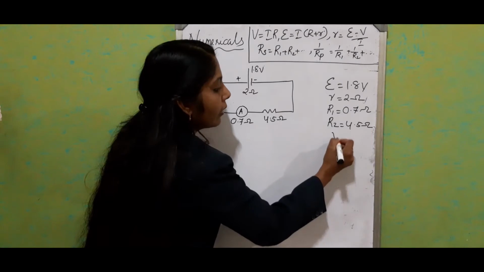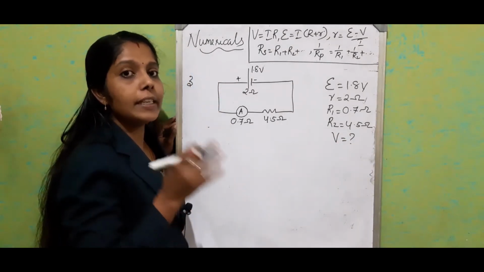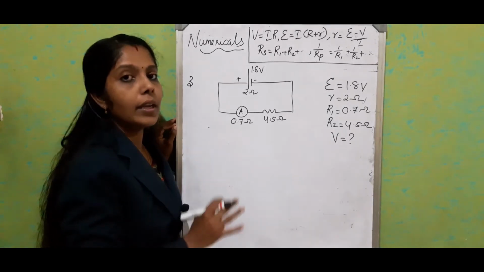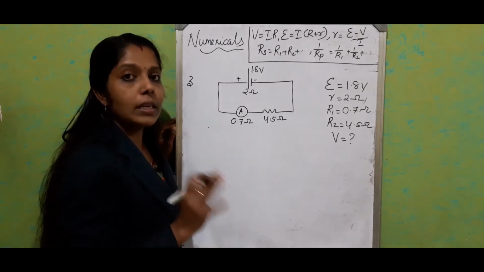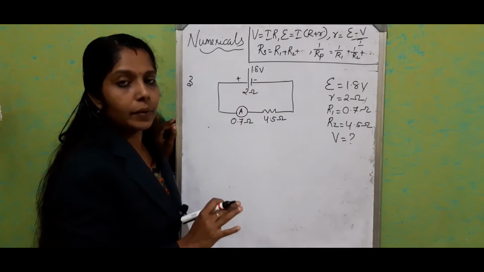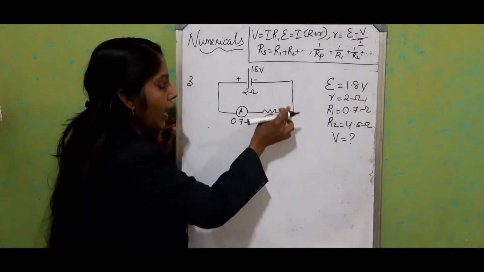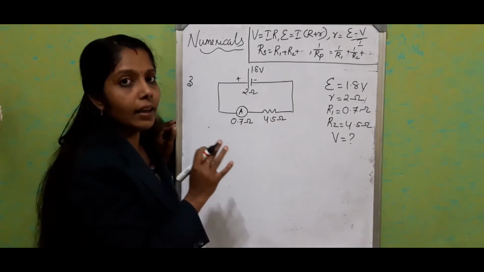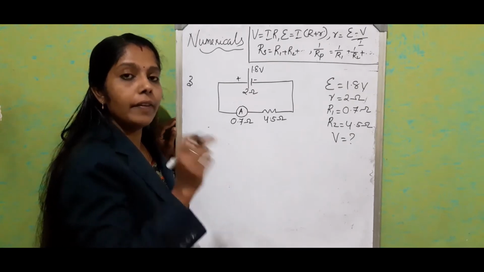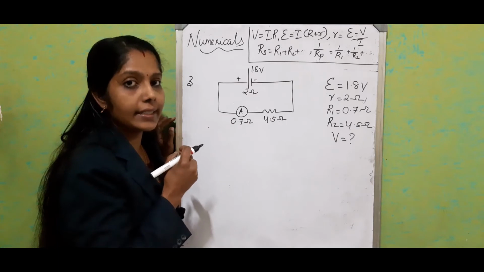We need to find out the potential difference. In the question, if potential difference is mentioned, that is equal to terminal voltage. When we find out the terminal voltage, the internal resistance is never considered there. Only the external resistance is considered. Or else, if you want to find out the E.M.F, that will be particularly mentioned. In that case, you have to consider the internal resistance.